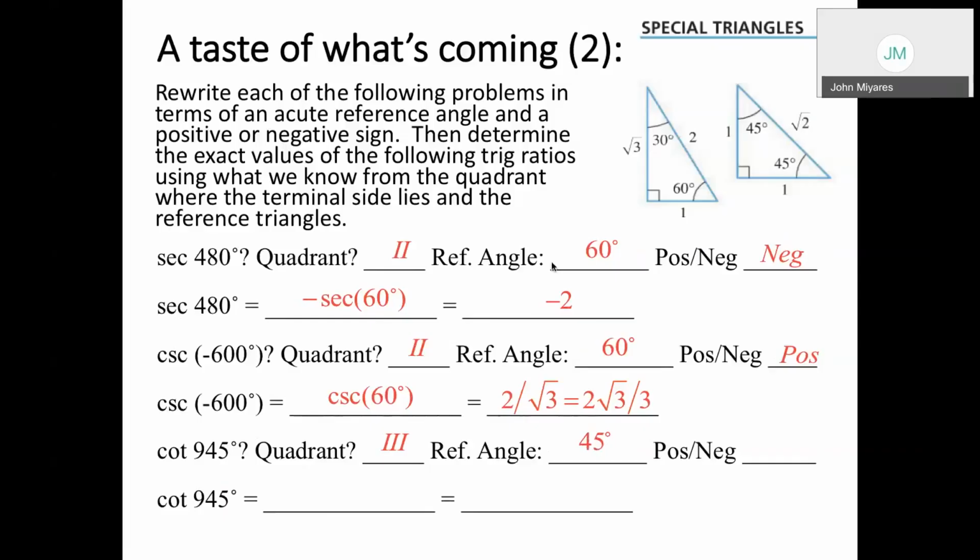Cotangent behaves like the tangent, so in quadrant 3, tangent is positive, therefore cotangent will be positive. So simplifying matters, the cotangent of 945 degrees will be the same as the cotangent of 45 degrees. Looking at our 45, 45, 90 triangle, adjacent over opposite for the cotangent gives us 1 over 1, which will just be 1.